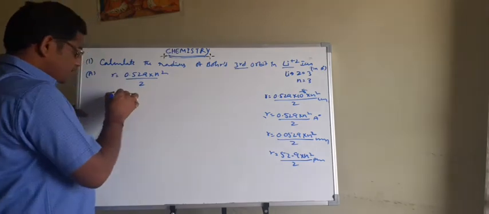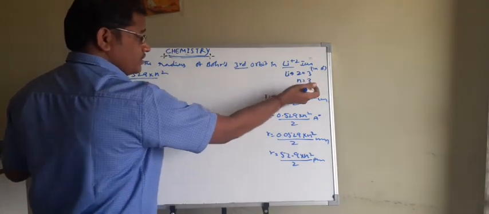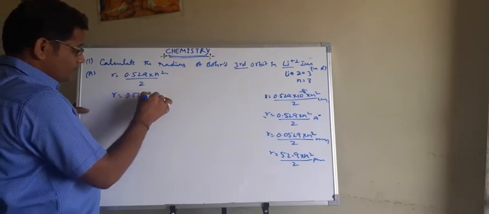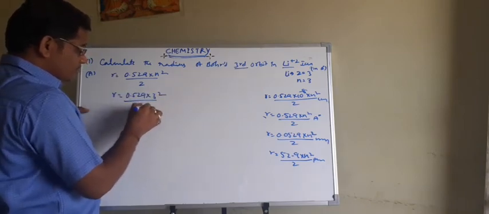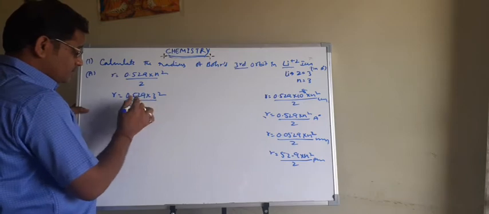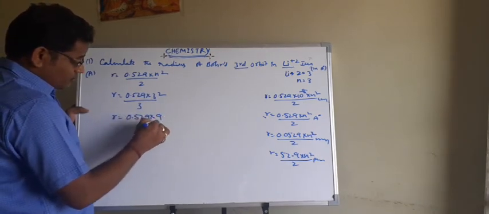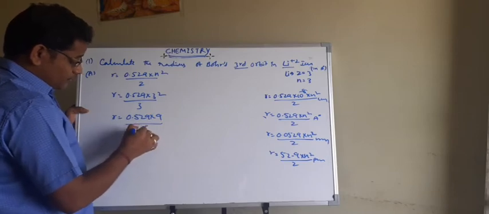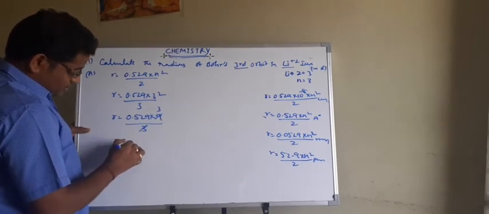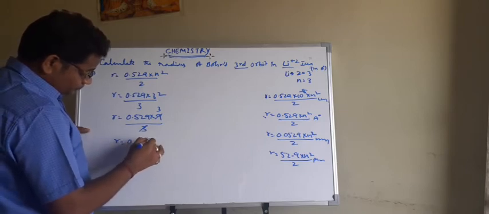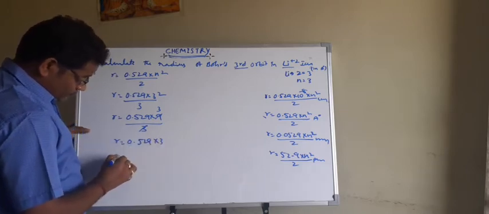Then we already know the z value and n value. Substitute them in this equation: 0.529 into the n value 3 squared, and the atomic number z is also 3. Then R is equal to 0.529 into 3 squared, which is 9, divided by 3. Three ones are 3, three threes are 9. R is equal to 0.529 into 3. Then what do we get?